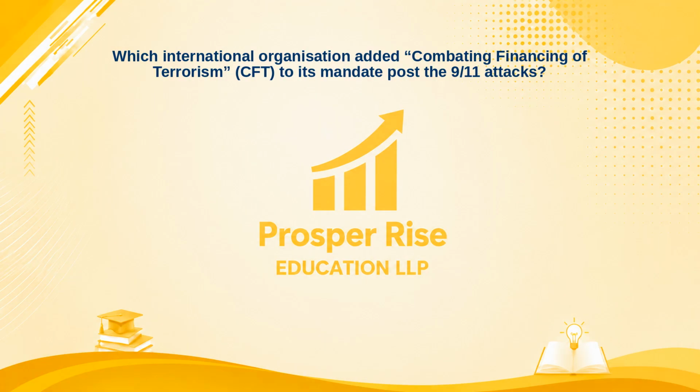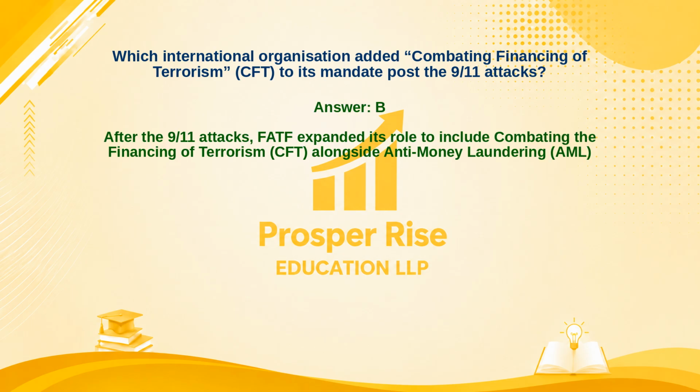Let's tackle this exam question. Which international organization added Combating Financing of Terrorism, CFT, to its mandate post the 9/11 attacks? Here are your options. A. IMF. B. FATF. C. BIS. Or D. World Bank. Take a moment to pause the video and decide. The correct answer is option B. Let's see why. After the 9/11 attacks, FATF expanded its role to include combating the financing of terrorism, CFT, alongside anti-money laundering, AML.